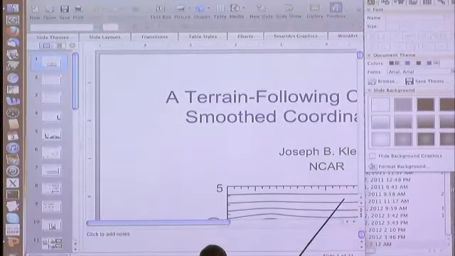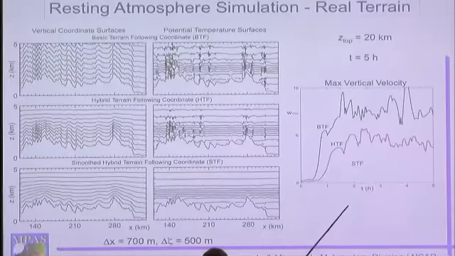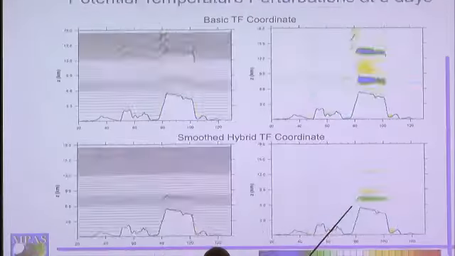I think, because of the time, I'll skip my comments on the shaved cell.